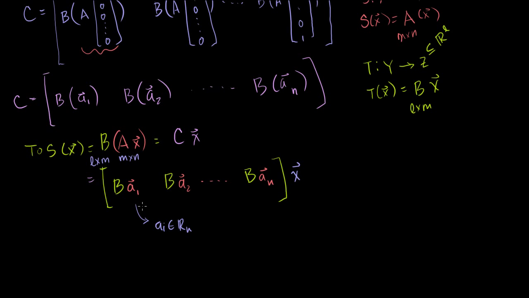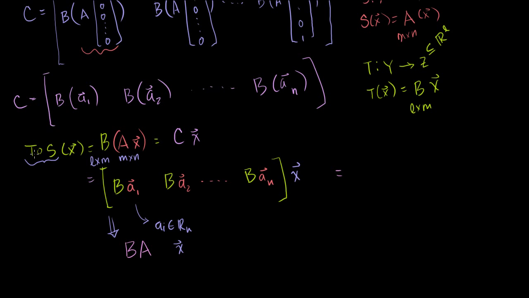Now, this is an interesting thing, because we were able to figure out the actual matrix representation of this composition transformation. But let's extend it a little bit further. Wouldn't it be nice if this were the same thing as the matrix B times A, all of that times X? Wouldn't it be nice if these were the same thing?